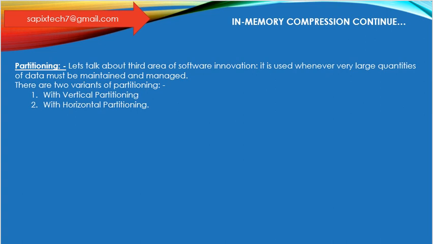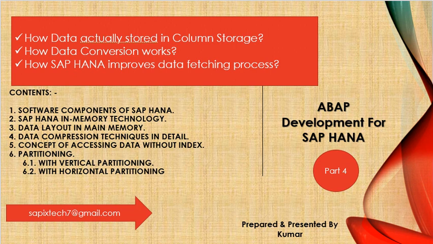Till today we have covered concepts like software components, in-memory technology, data layout in main memory, and today I discussed data compression techniques in more detail, and we came to know what techniques and processes SAP HANA uses for compression purposes. So in the next topic, I'll show you how we access data without any index, how SAP HANA uses this technique, and I'll cover the partitioning part also in that session.